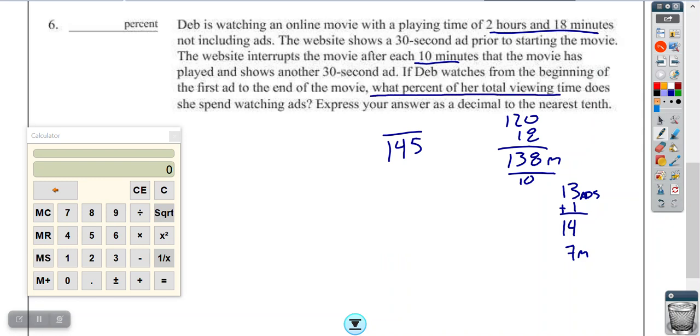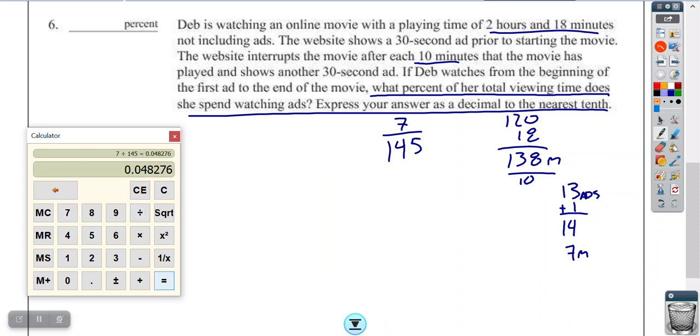What percent of her total viewing time does she spend watching ads? So we have 7 minutes of ad time divided by 145 minutes of total viewing time. And so we get 4.8%, because this 2 right here is less than 5, so you round down.